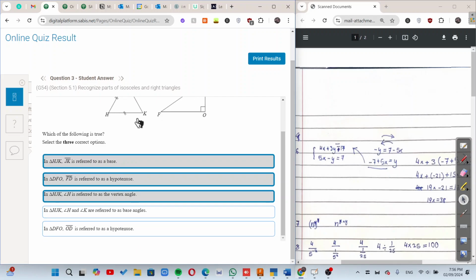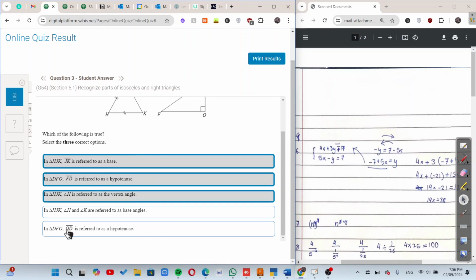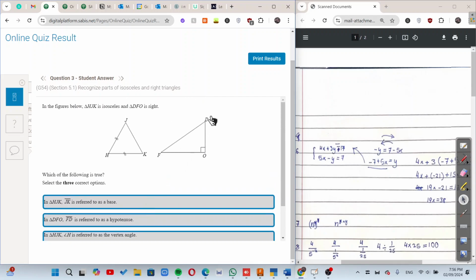H and K, no, H and K aren't base angles. Base angles are the angles that belong to the base, which we found out is JK. And in DFO, OD is the hypotenuse. OD is not the hypotenuse because it's not opposite to the right angle. Next question.